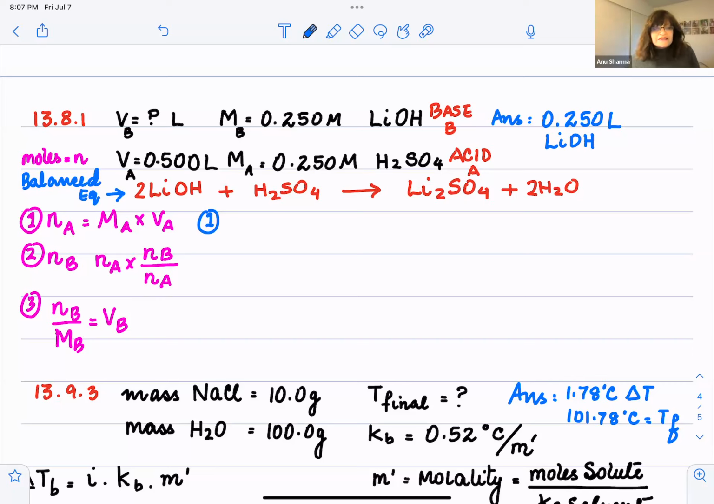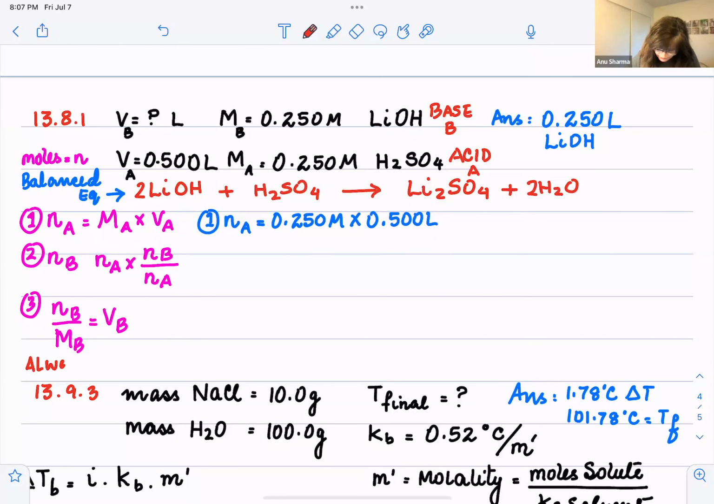So first is the moles of the acid. You are given 0.250 M times the volume in liters, 0.500 liter. If the volume is given in milliliters, always convert, because in the labs we use milliliters. Always convert volume from milliliters to liters.